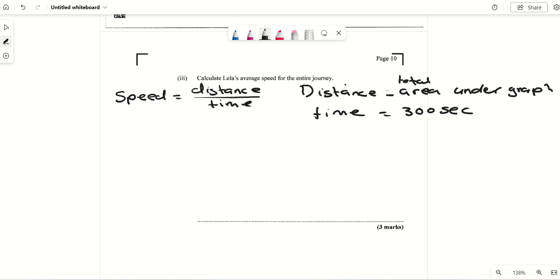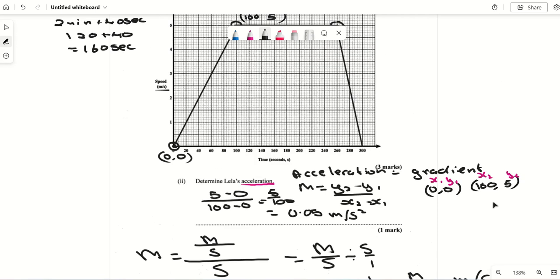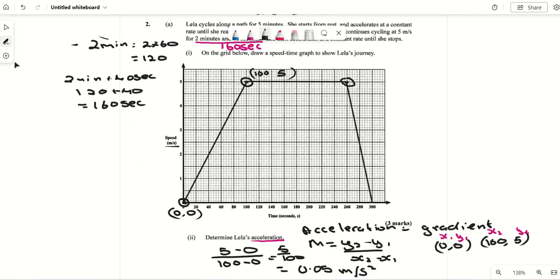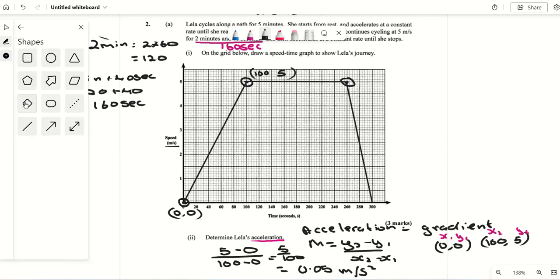Right? So now, what we have to find is this total area under the graph. Now, if we look at this graph, there are two ways that you can look at it. We could look at all the regular shapes that you can get. I am seeing 3, or you could use 2. I'm using 3 so that we can see it.